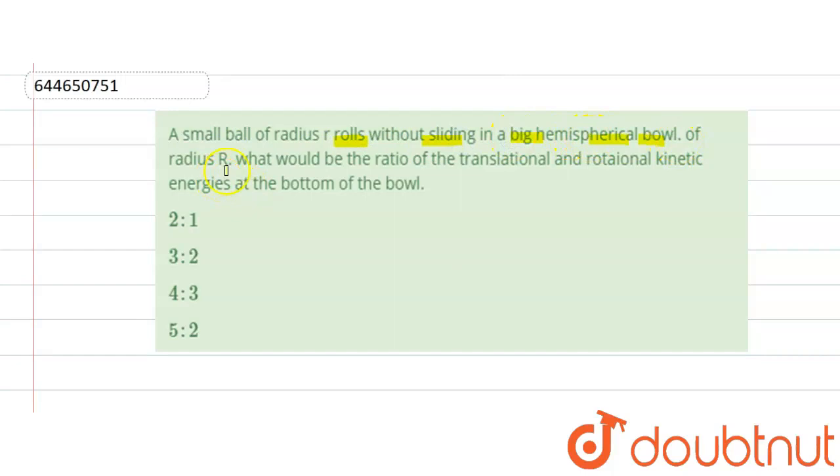The question is given: a small ball of radius r rolled without sliding in a big hemispherical ball of radius R. So what should be the ratio of translation and rotational kinetic energy at the bottom of a ball? So here we have to find the ratio between a translation and rotational kinetic energy of a ball.